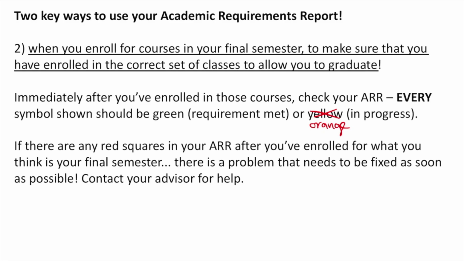So as soon as you enroll for those classes, you should go check your ARR and make sure that every symbol in the whole report is either green, meaning that you've already met the requirement, or an orange diamond, meaning that it's in progress. If there are any red squares left in your academic requirements report once you've enrolled for your last semester, then there's an issue and we need to fix it as soon as possible. So definitely at that point, you would want to reach out to your advisor for help.